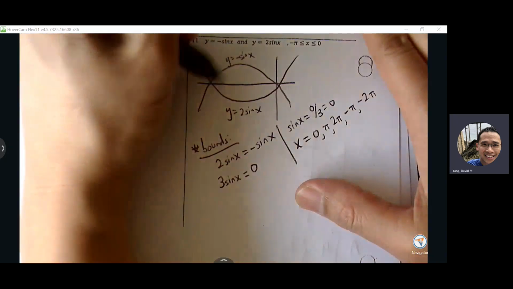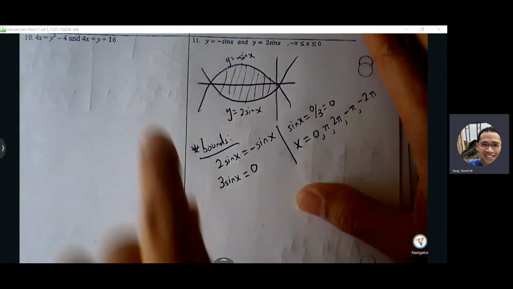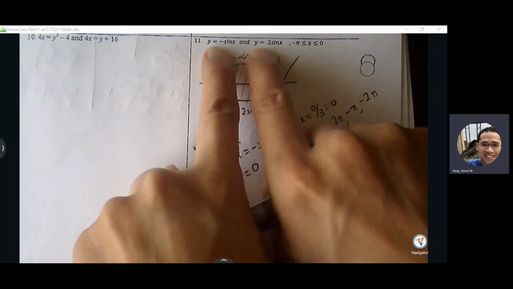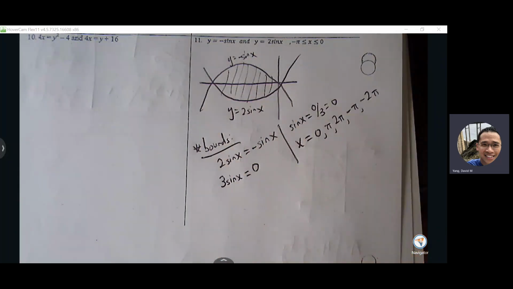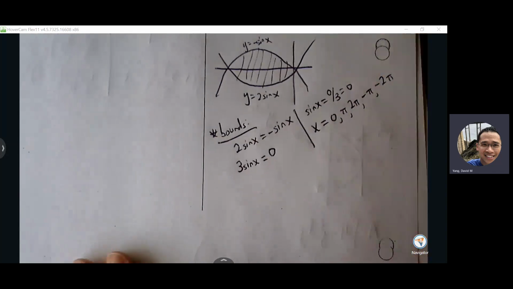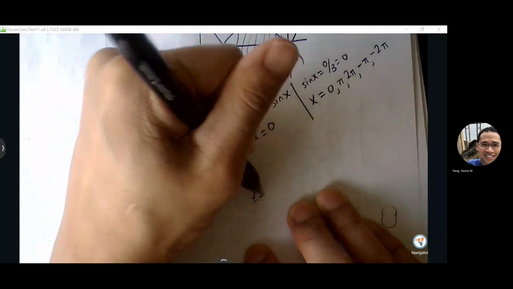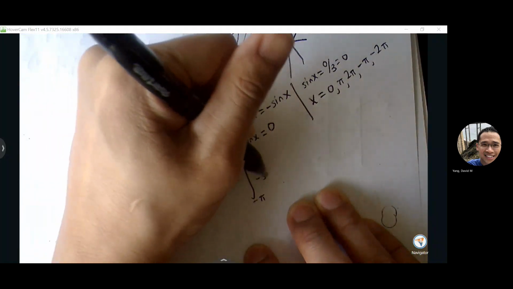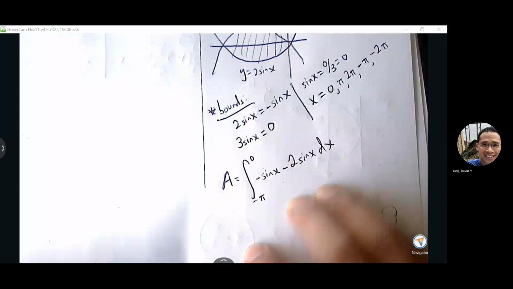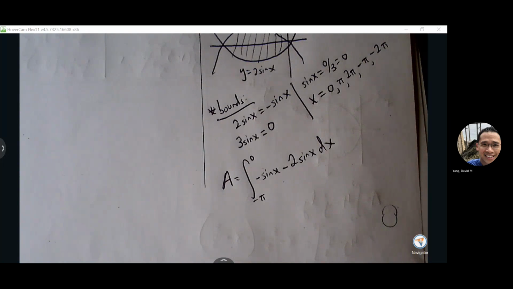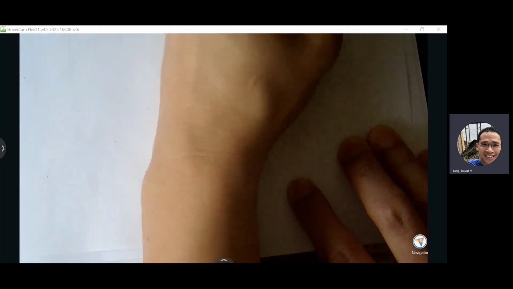Okay, so we can set up our definite integral. This is going to be a top minus bottom or right minus left? Top minus bottom. And also the giveaway is that your equations are nice functions, right? Y equals, everything's in terms of x. You don't see y's mixed into the equation. Do some cleanup here.